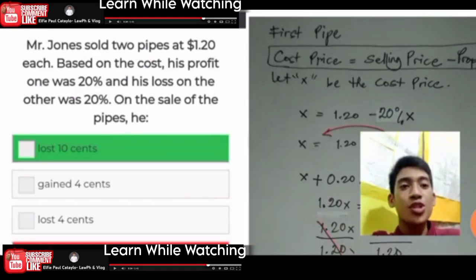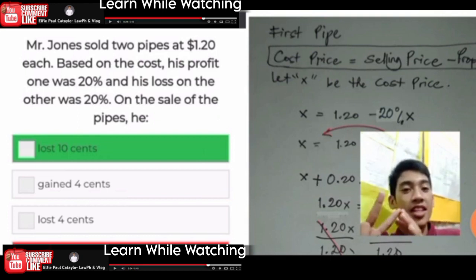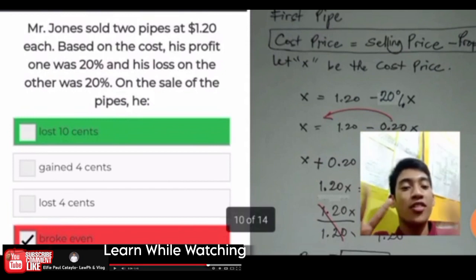Mr. Jones sold 2 pipes at $1.20 each. So there are 2 pipes, $1.20 each. Based on the cost, his profit on one is 20% and his loss on the other is also 20%. On the sale of pipes, he lost 10 cents, gained 4 cents, lost 4 cents, or broke even. So this is the solution.